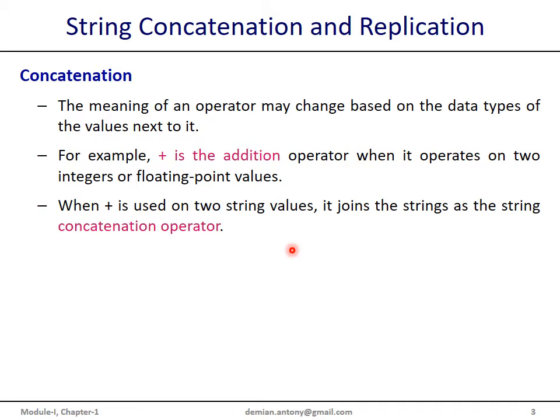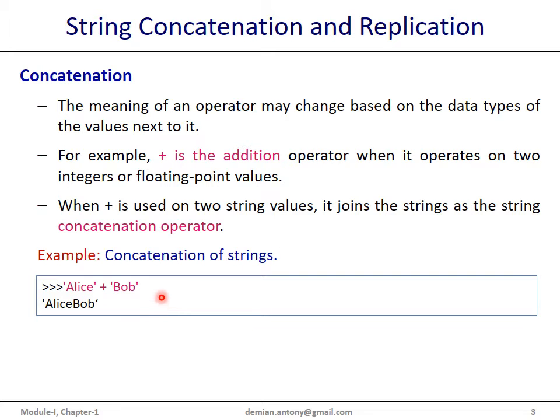String concatenation. The meaning of an operator may change based on the data types of operands that are present in an expression containing arithmetic operators. For example, the plus is an addition operator which operates on two integers or two floating point operands or values. When plus is used with string values, it joins the strings as a string concatenation operator.